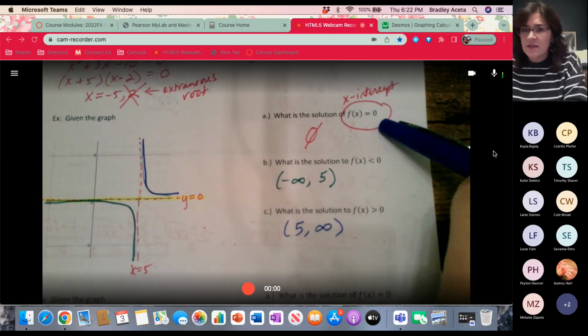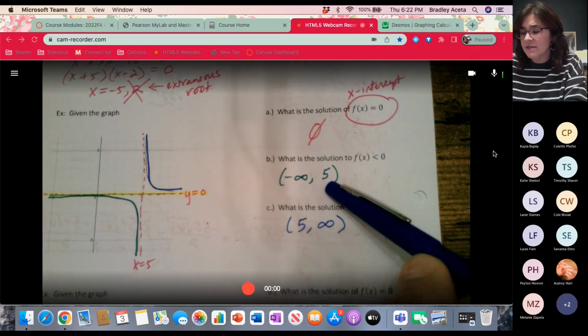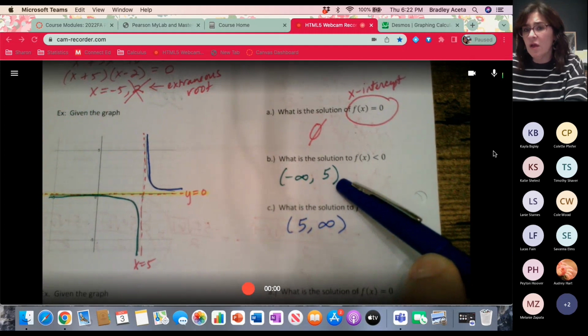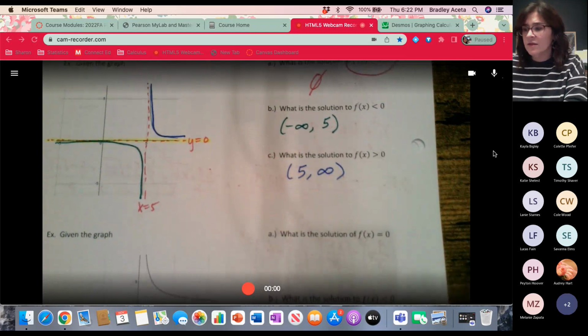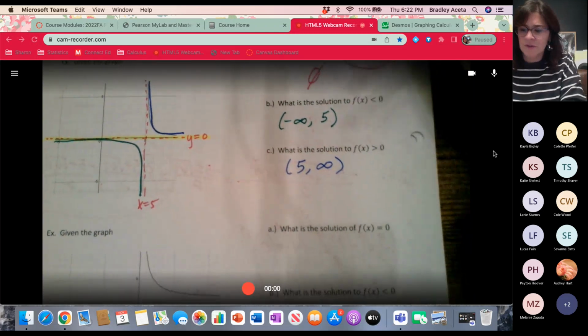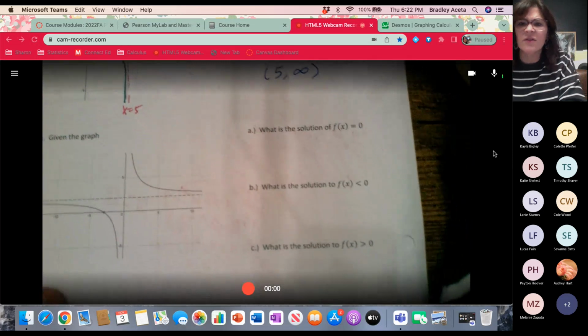So when you see it like this, it means where is it intercepting the x-axis? When you see it like this, it's asking you, okay, where is it below the x-axis? And when you see it written with greater than, it's where is the picture above the x-axis. So we'll do another one, just so you can understand and see the way they ask it is always different.